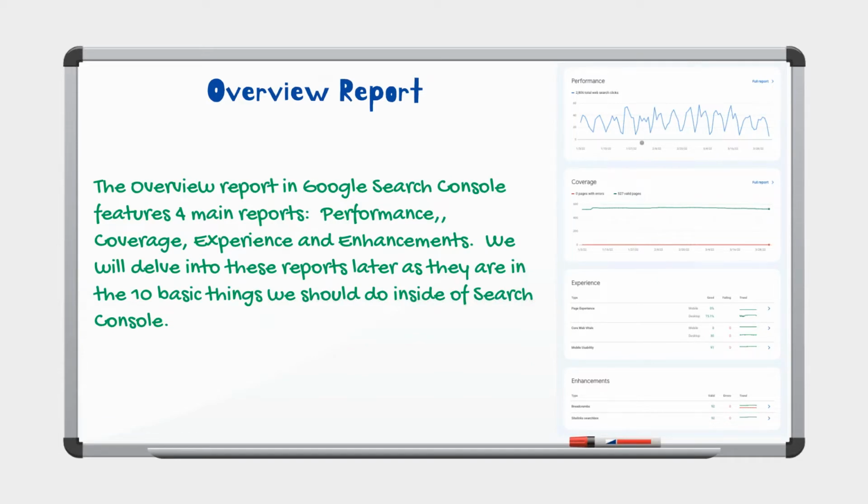Performance, coverage, experience, and enhancements. We're going to get into each of these, what they mean as we get through the 10 basic things. But the overview report is the first thing that you'll see when you log in. So when you log in, this is what will pop up here on the right. But what each of these means, performance, coverage, experience, and enhancements, we're going to talk about as we go through.